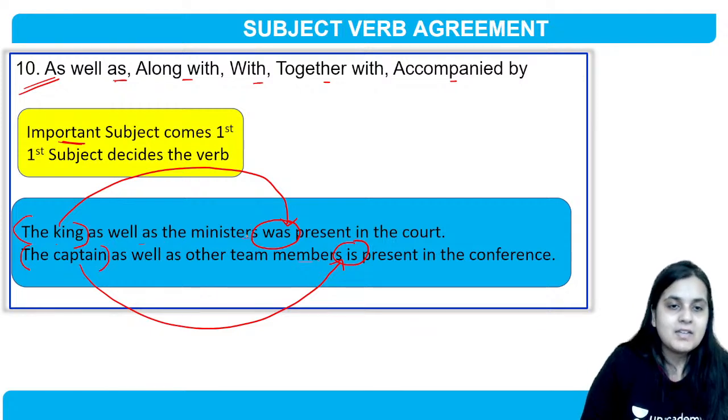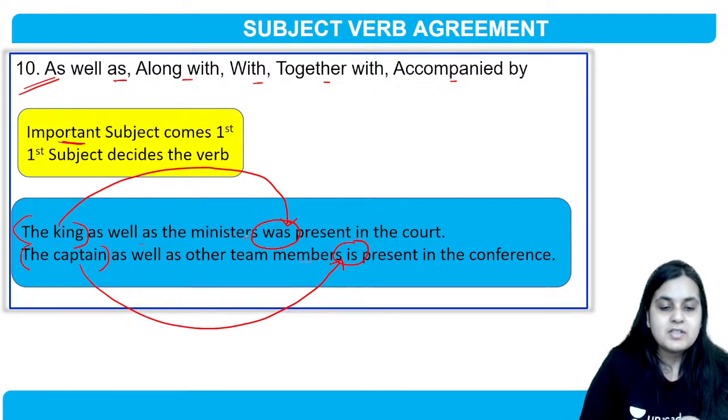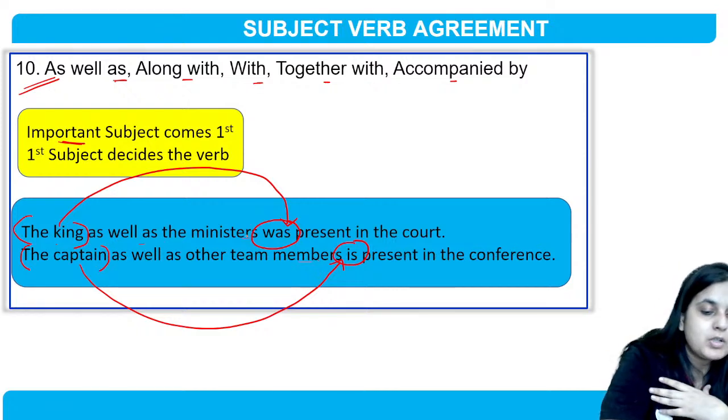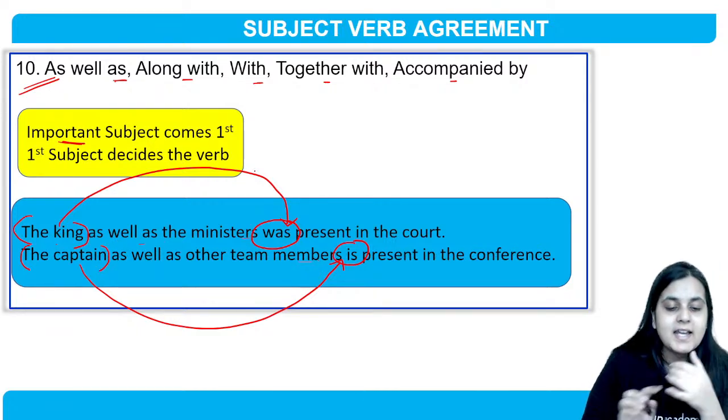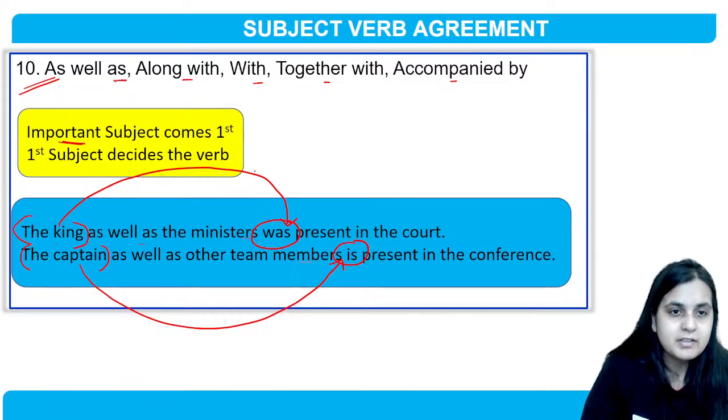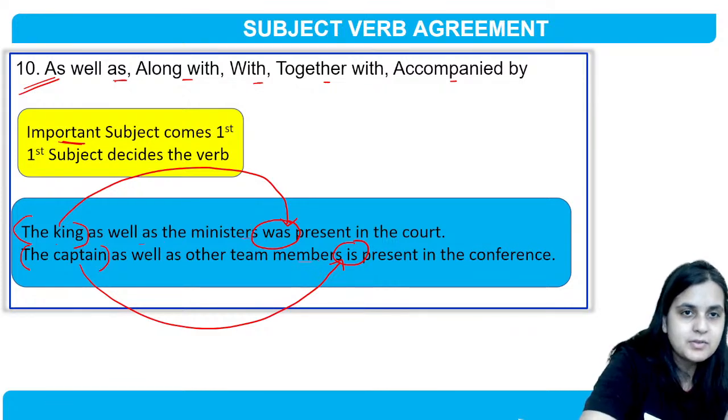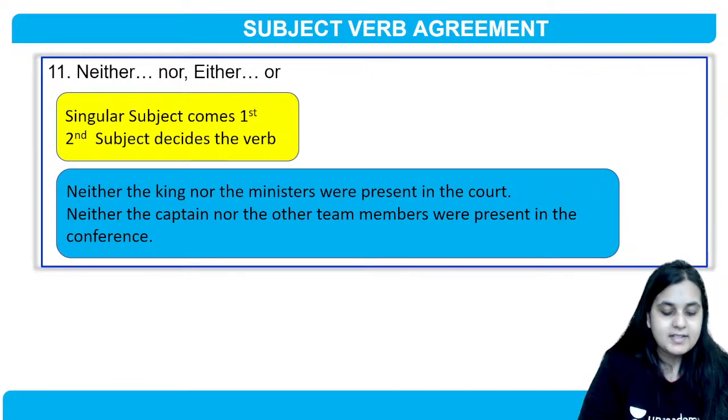So here, if the important subject is singular, the verb will be singular. If the important subject is plural, the verb will automatically be plural. Clear? Got it? Clear, guys? As well as, along with, together with, accompanied by. Got it? This is very important. Clear? Right, let's go to the next one. Kindly read this, guys. एक बार इसको पढ़ो.